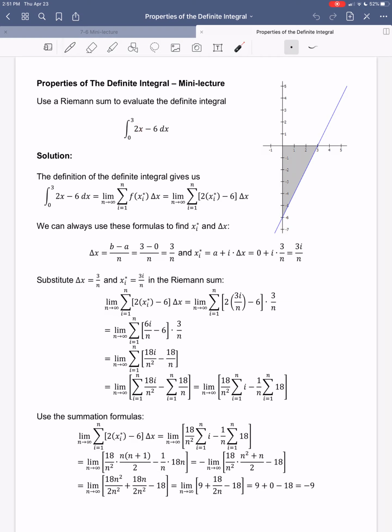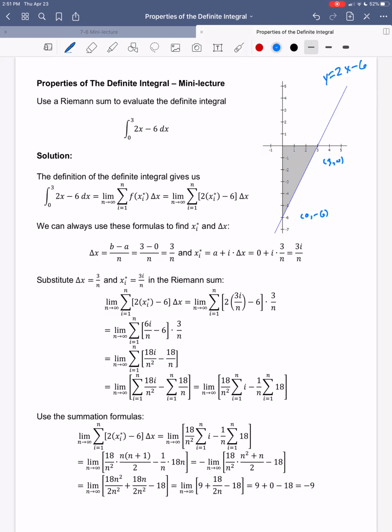I took a pretty simple function, and that's what's graphed here. This would be the line 2x minus 6. So it's got the point here, (3, 0), right? If I plug 3 in for x, I get 0 out. And I've got the point (0, -6) down here. If I put 0 in for x, I get negative 6 out.